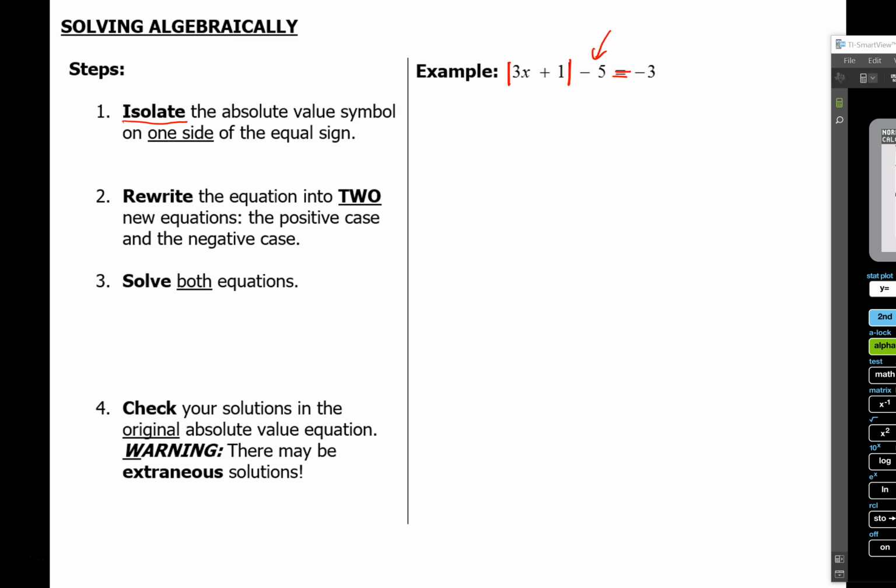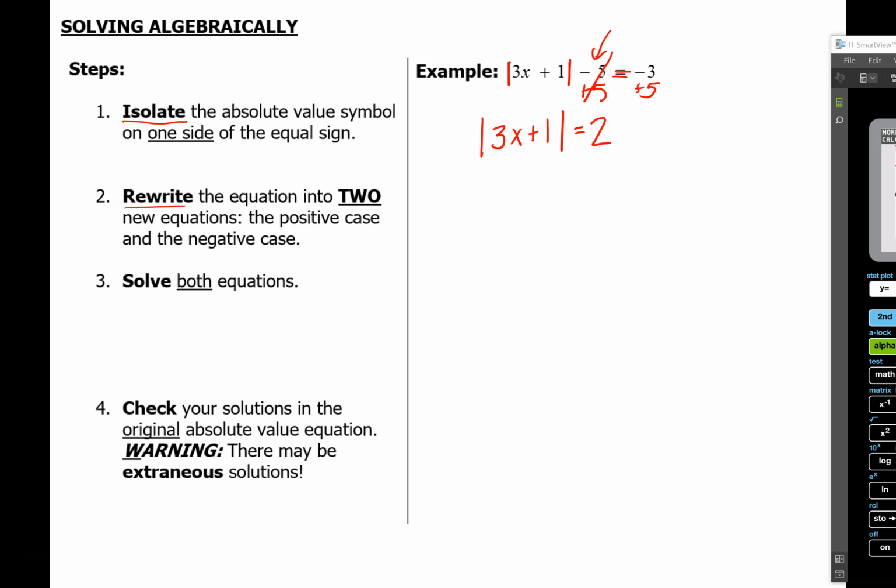We need to move it over so it is only the absolute value and the stuff inside of the absolute value that's on our left. So I'm going to add 5 to both sides to do that. That leaves me with the absolute value of 3x plus 1 is equal to 2. Now I can do my step 2.